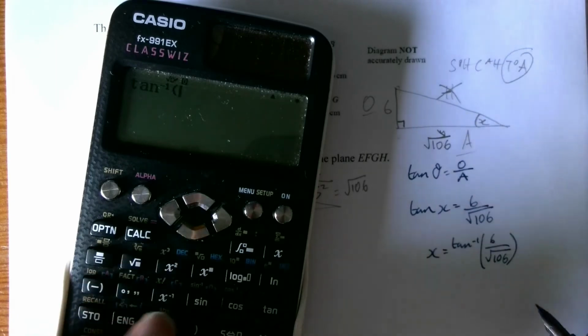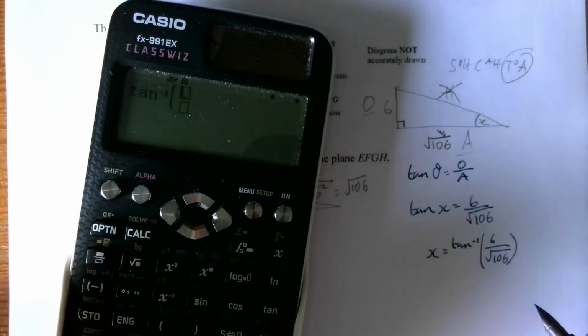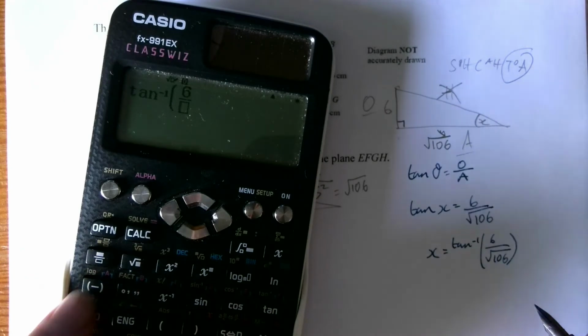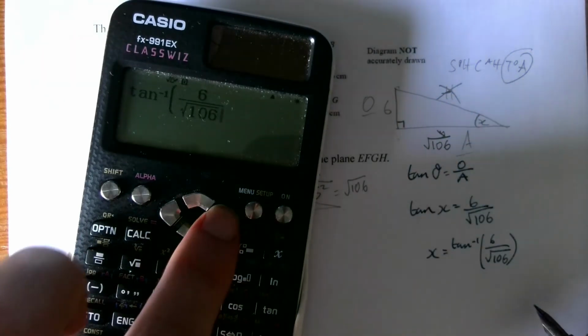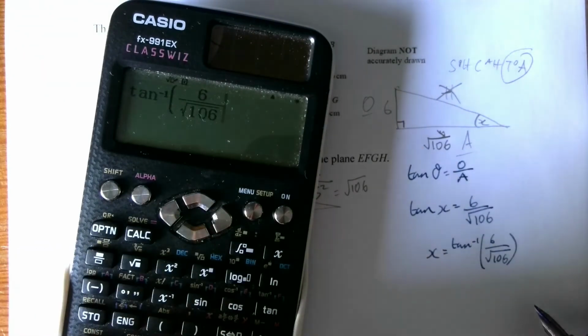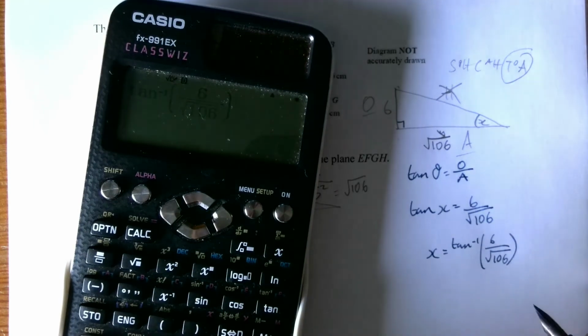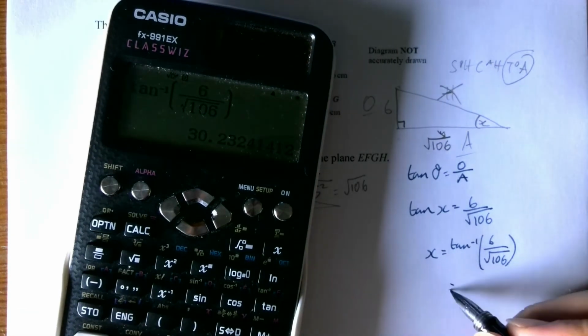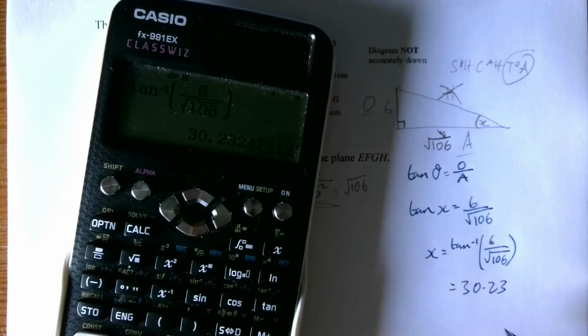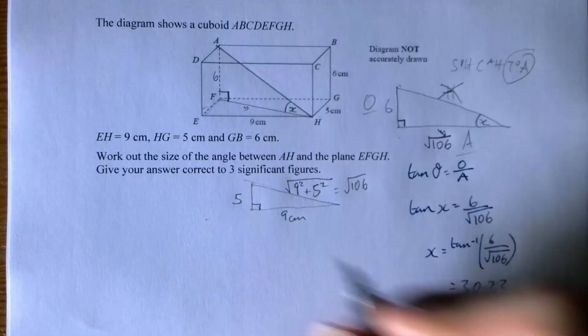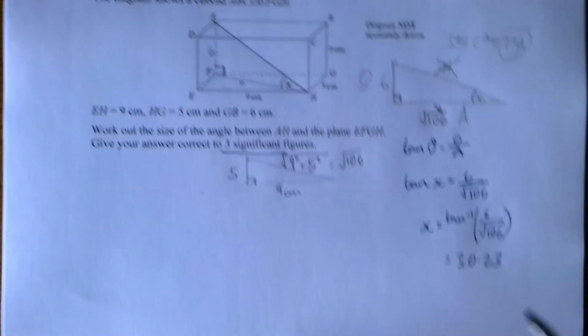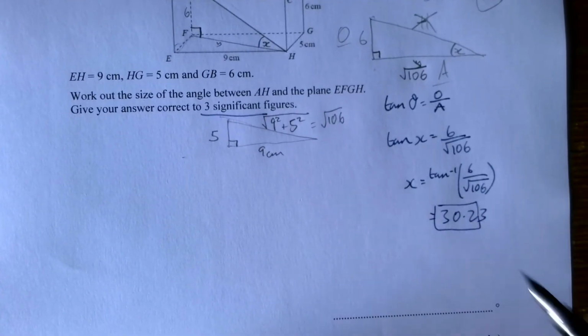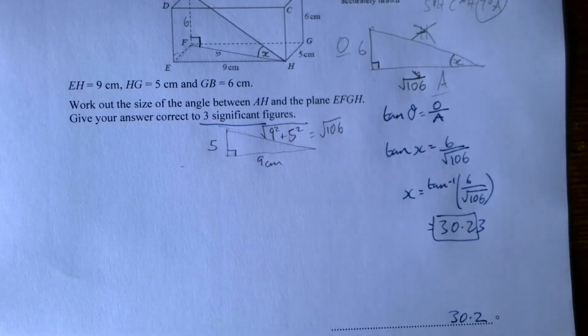So I've got tan negative 1, then hit the fraction button, 6 over root 106, come out of the fraction by double hitting that there and hitting the bracket, and then that's giving us 30.23. Now I've written down 4 significant figures because I noticed that they were asking me for 3, so then that's going to be 30.2 degrees. And that is something that's worth revising and going over and over if you didn't understand it.